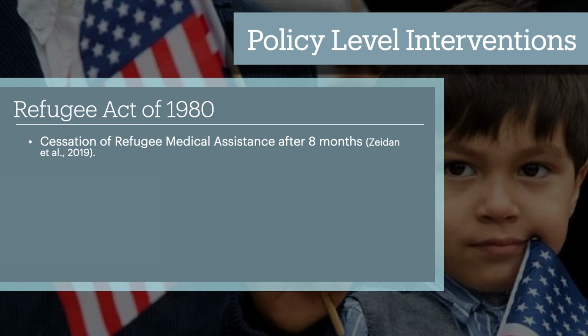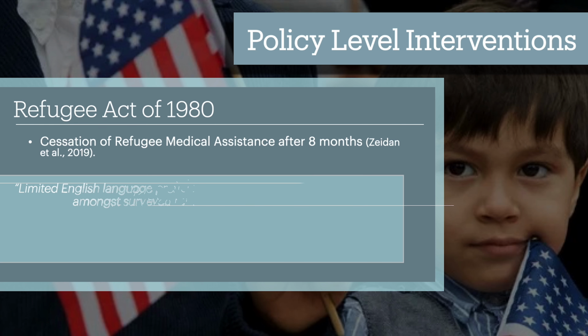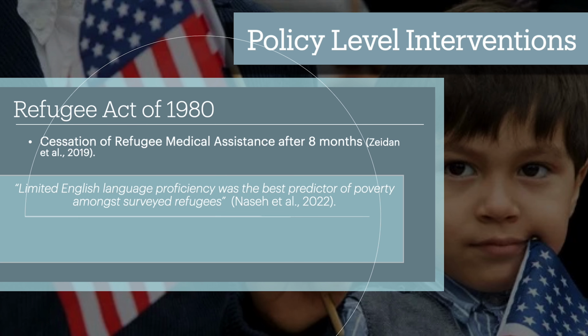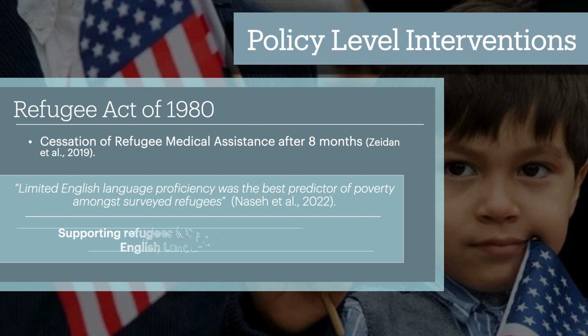Furthermore, according to NASA, limited English language proficiency was the best predictor of poverty amongst surveyed refugees. This article calls for one step further in anticipation of refugees coming into the United States, which is training in English while they are awaiting entrance into the country. Policymakers should consider extending refugee medical assistance beyond those first 8 months as an additional strategy to improve access to health insurance and enable stable access to care.